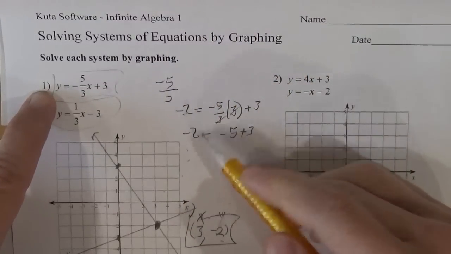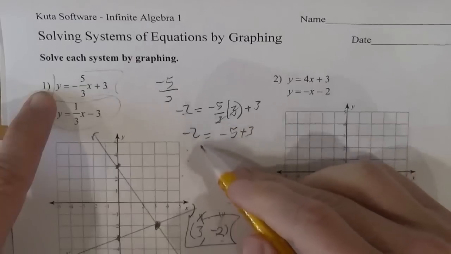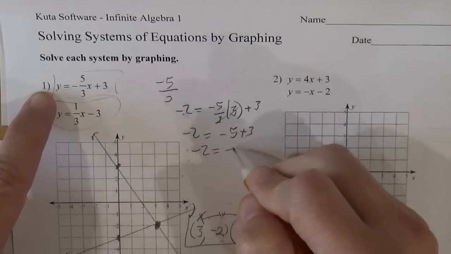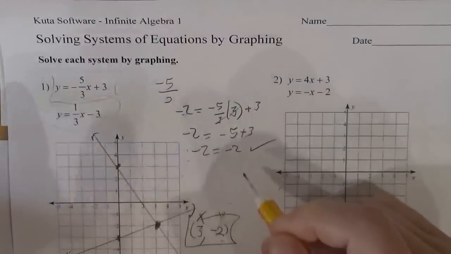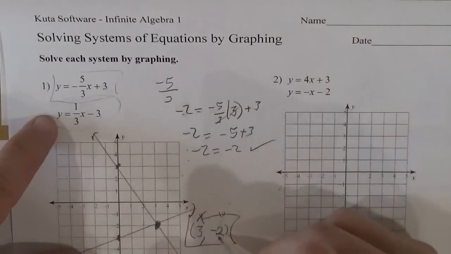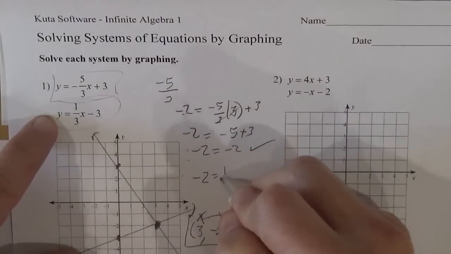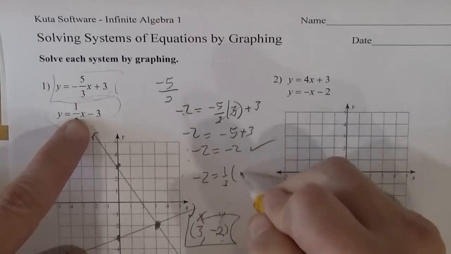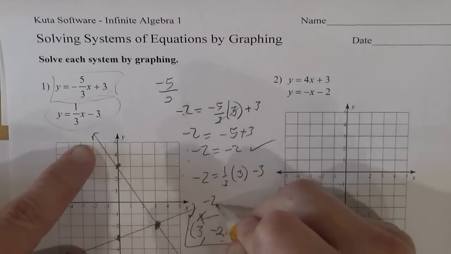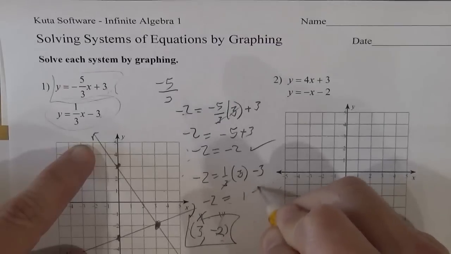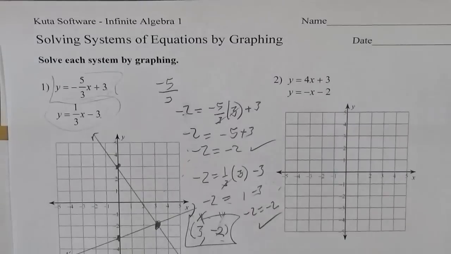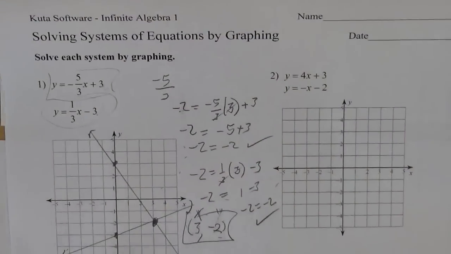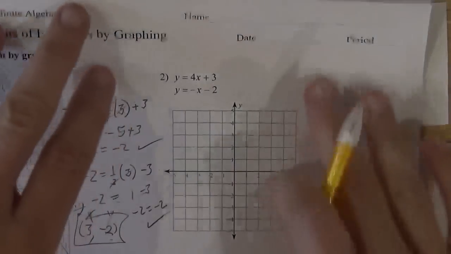Excellent. And so it's always good to check. And we have -2 equals -2, check. And it needs to work for both, so I check it in this one. So the y is -2 when the x is 3. Does -2 really equal 1 minus 3? -2 equals -2. Heck yeah, it does. Excellent. Let's do it again.